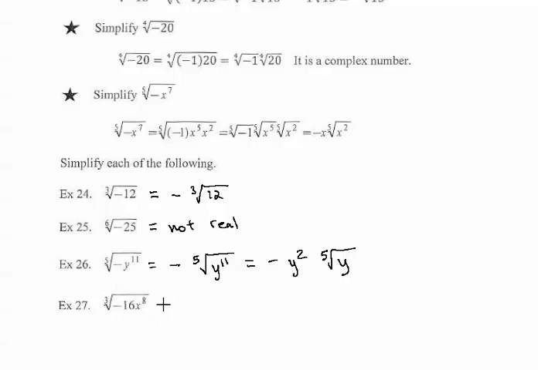And finally, example 27, we have an odd index number. We bring the negative out. Inside we have a 16 and x to the 8th. Negative stays outside. We can rewrite 16 as a 2 to the 4th power.